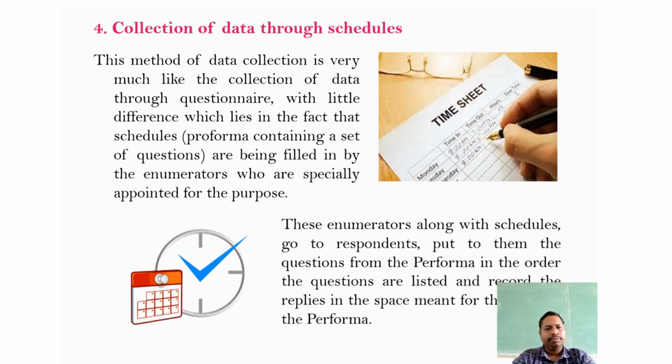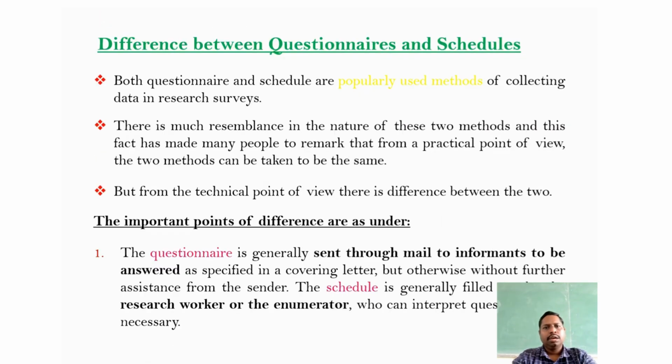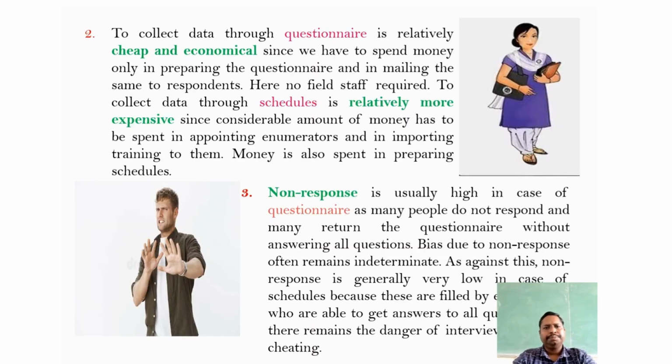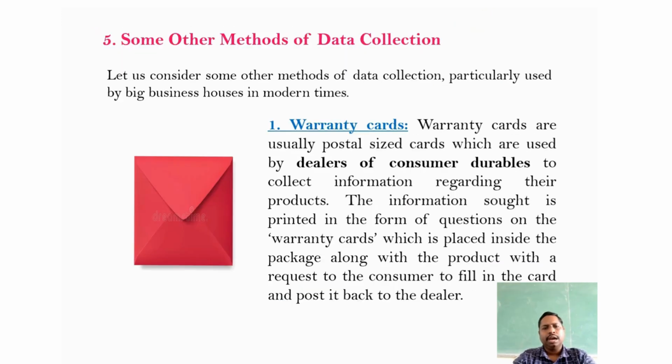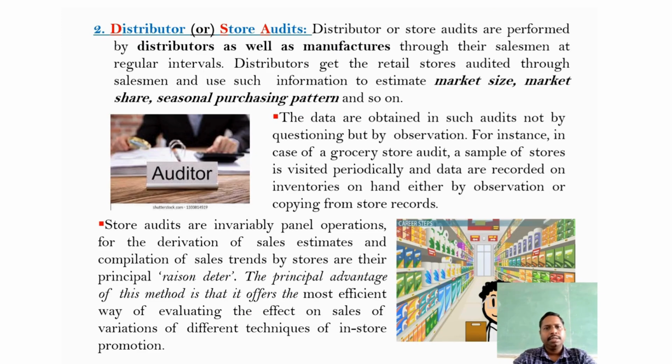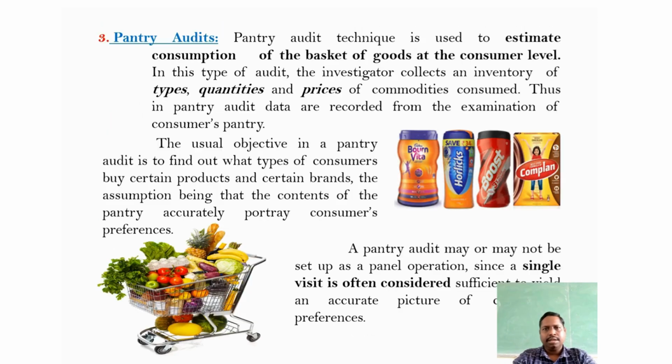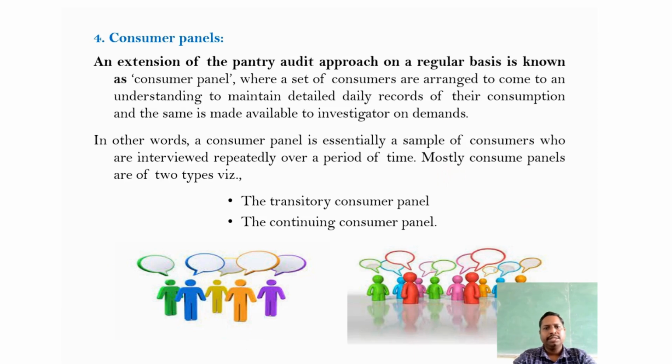Till now we have seen the method of questionnaire, but coming to the fourth method, that is collection of data through schedules. So various schedules at various job works also give various data to the researcher for better outcomes. If we see the fifth one, some other methods of data collection: warranty cards also give some data for the researcher. Distributor or store audits will also give some information for the researcher, and pantry audits will also give enough information for the researcher. Consumer panels and their discussions also, the outcomes of the discussions can also be taken as inputs.